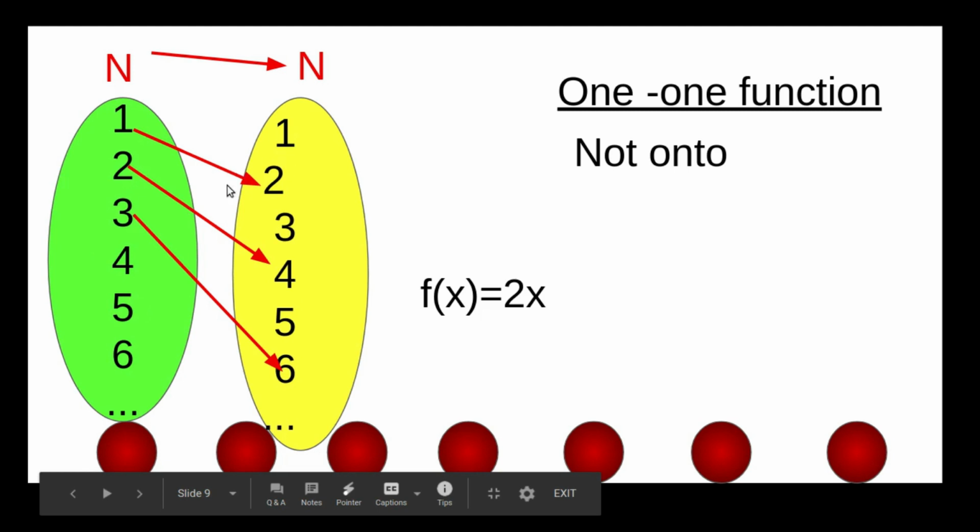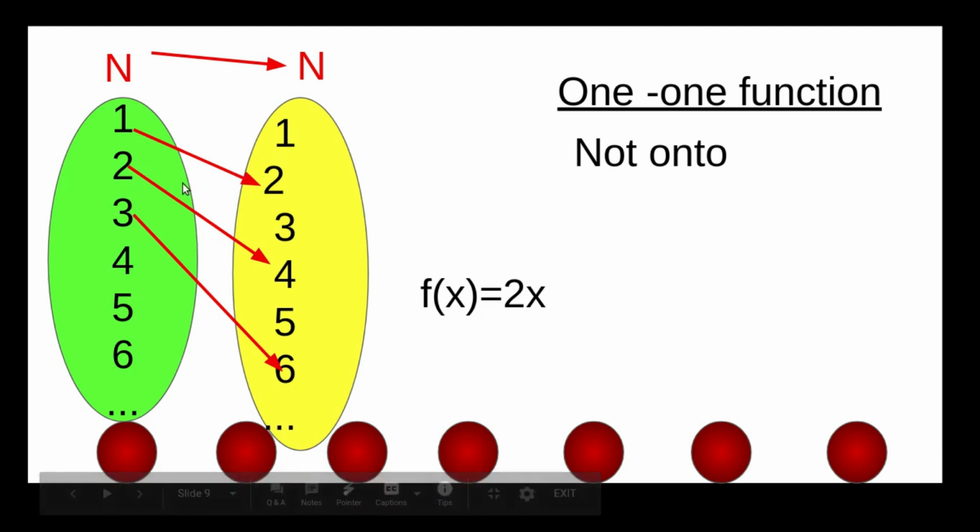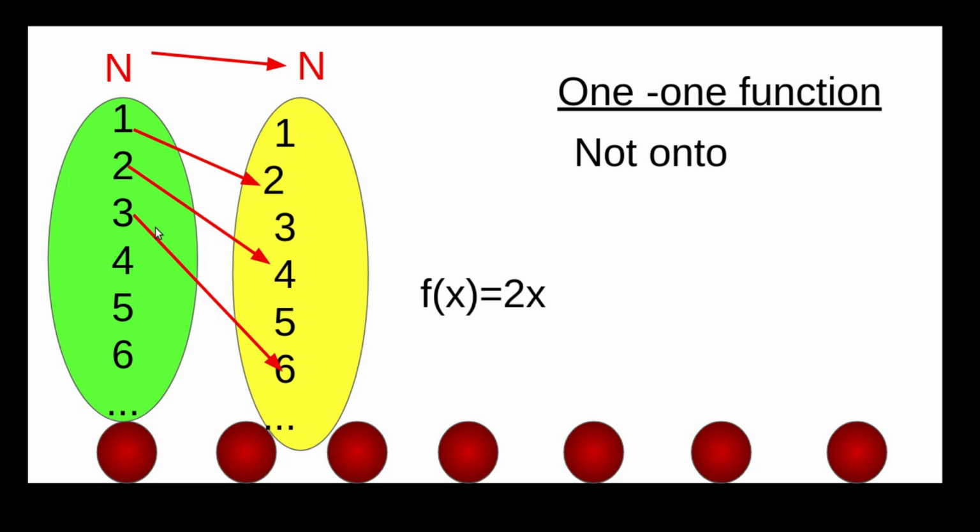Okay. So this function is one-one function. Different elements, distinct elements are mapped to distinct elements of N. But this function is not onto because 1 has no preimage, 3 has no preimage, 5 has no preimage. So this function is not onto.